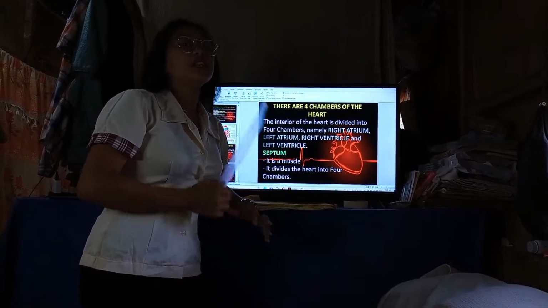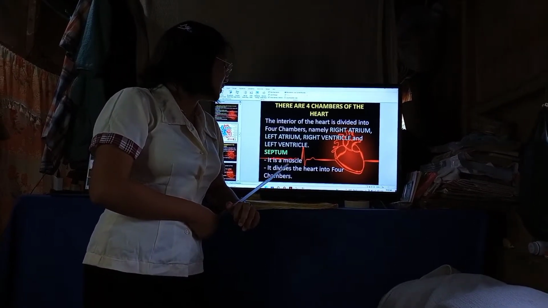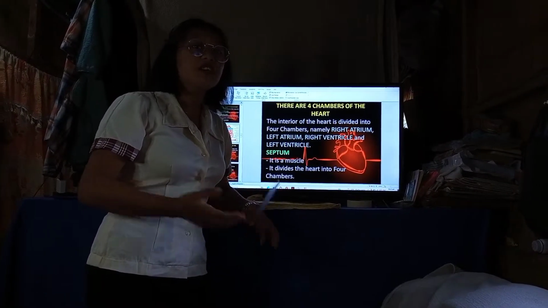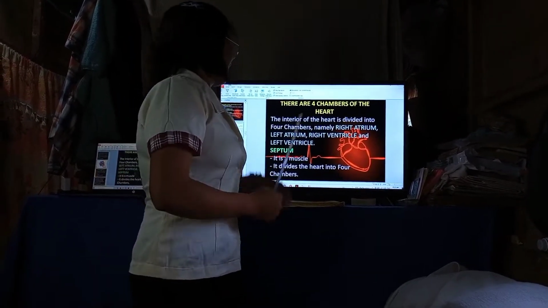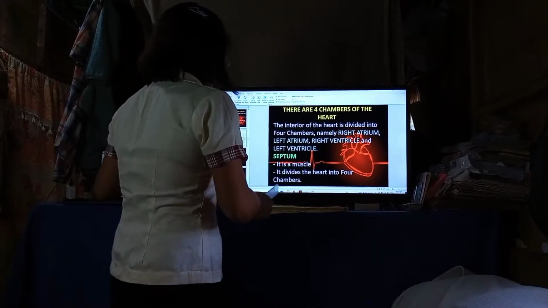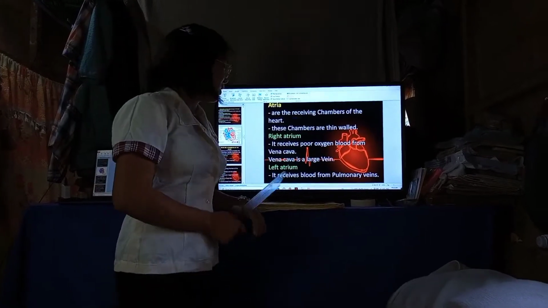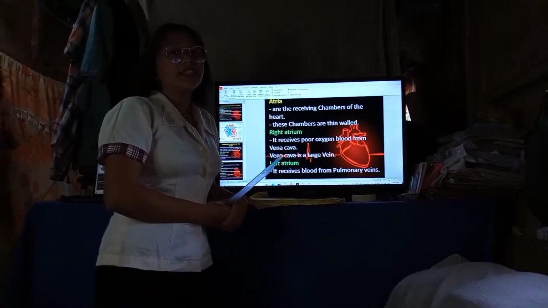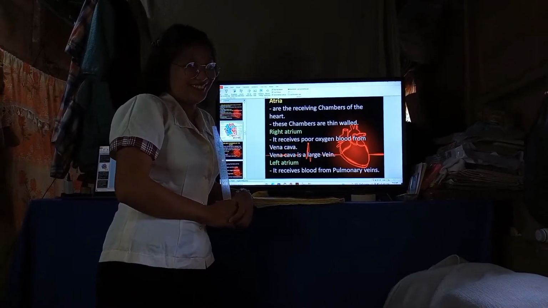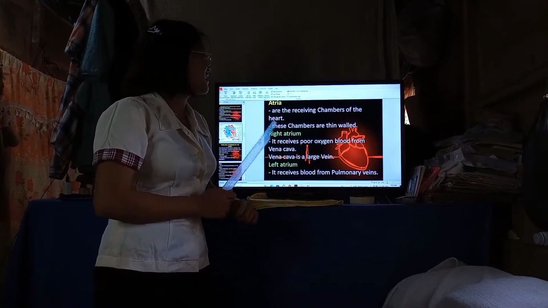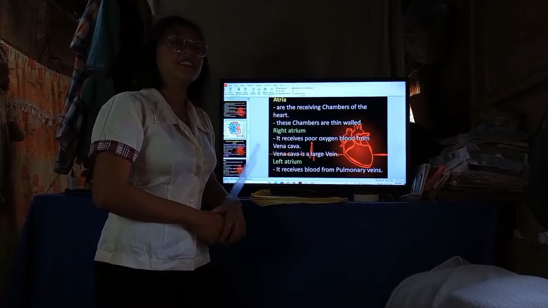So, what do you call the muscle that divides our heart? It's called septum. Very good. So, atria. Can you read it, Lenage? Okay, thank you. So, atria are the receiving chambers of the heart.